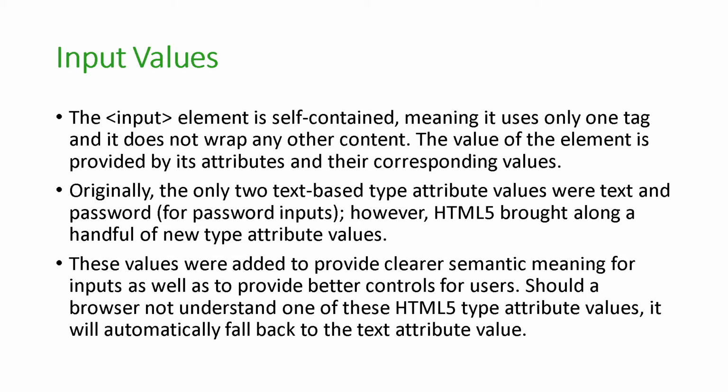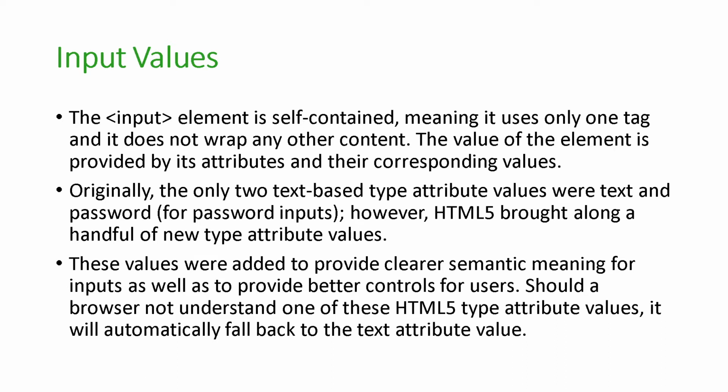The value of the element is provided by its attributes and their corresponding values. So in that instance, type equals text, placeholder equals username, and so on and so forth. So originally, the only two text-based type attribute values were text and password for password inputs. However, HTML5 brought along a handful of new type attribute values. And a lot of them are really, really cool.